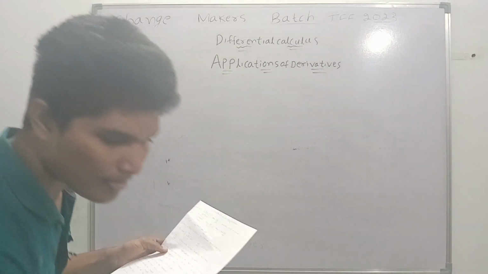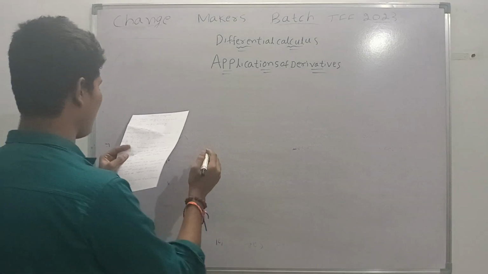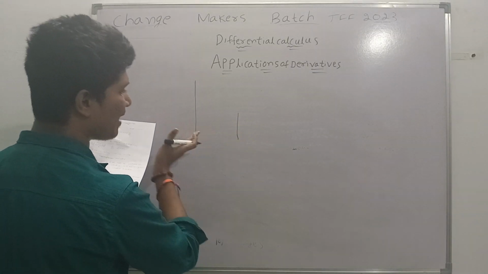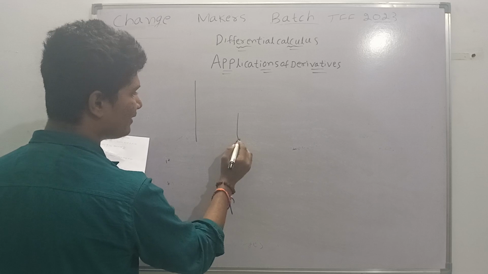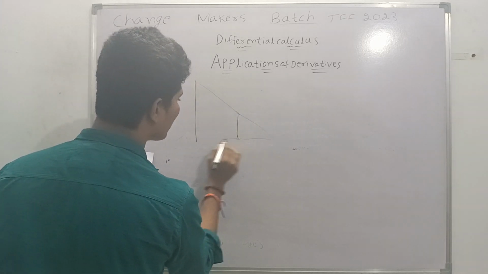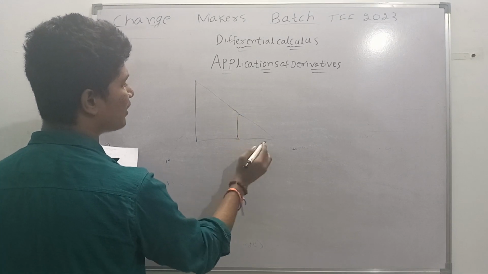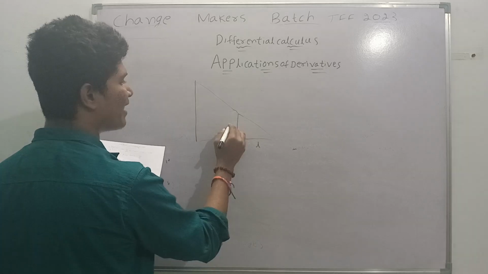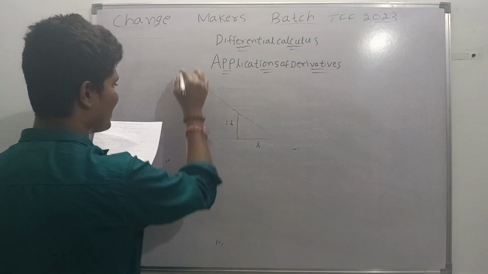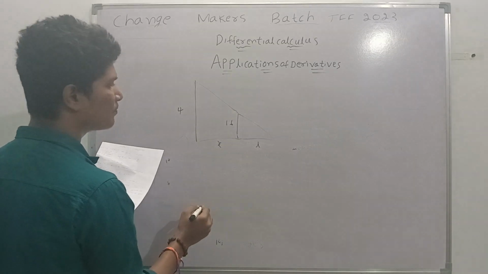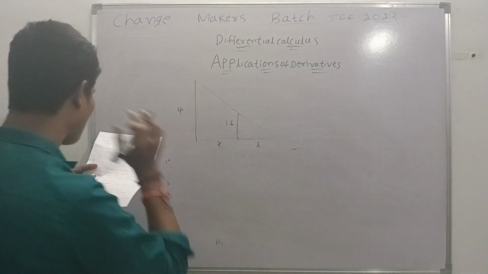And next, the rate measure. I said I will explain. There is a lamp post and there is a man. This man is moving away from the lamp and his shadow is falling here. Suppose we assume the length of the shadow is L, and the man's height is given as 1.6 and the lamp post height is 4. Suppose we take this distance as x.